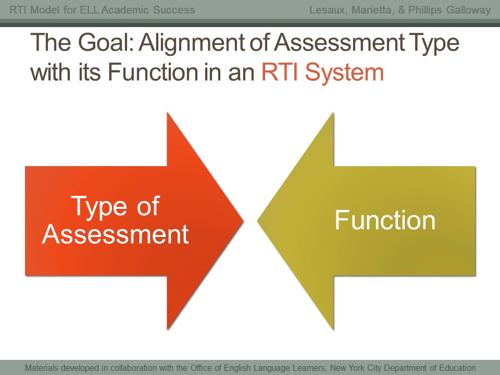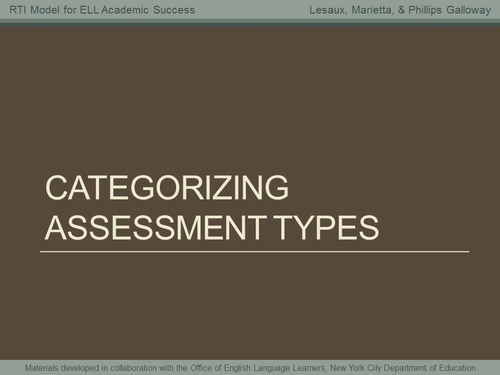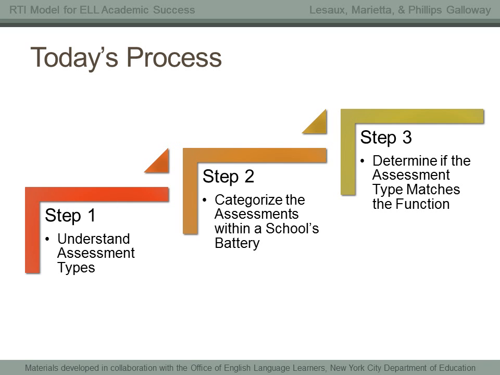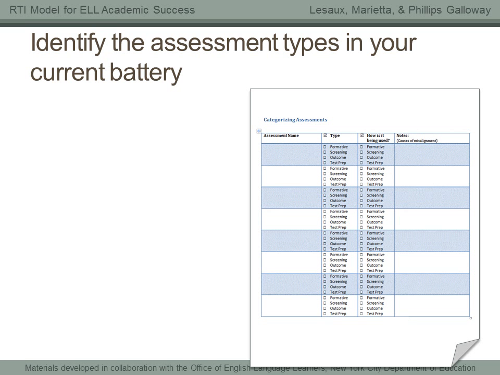So our goal in thinking about these assessment types is how they function in an RTI system. And what we want is for a really nice alignment between the assessment type and its function. So let's think about categorizing the assessment types that we have at a school. And in our progression, this will be step 2. Here we have a handout entirely available for the participants in the workshop to write on, fill out, and spend a little bit of time analyzing their assessment battery.